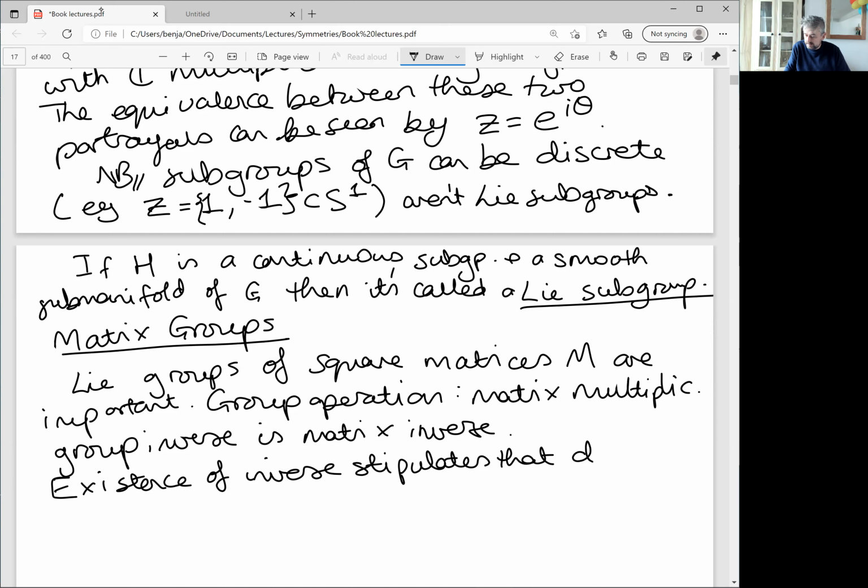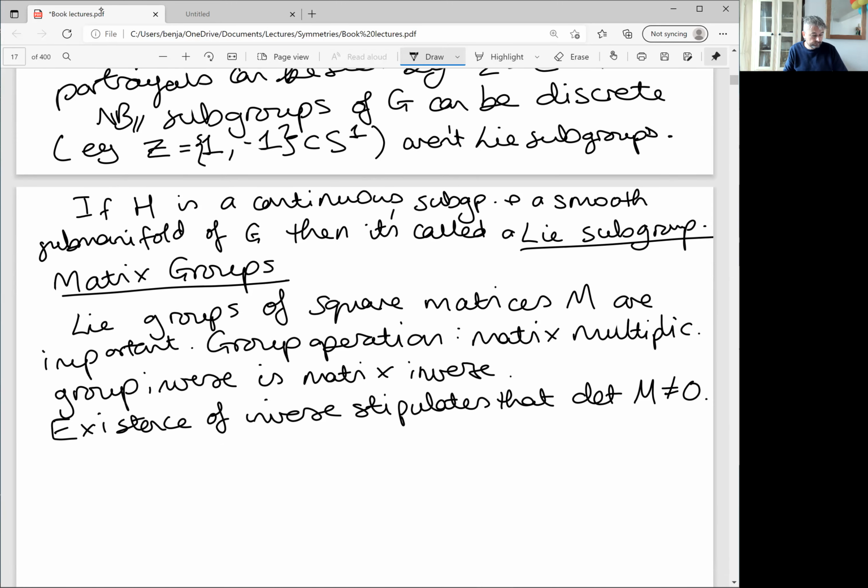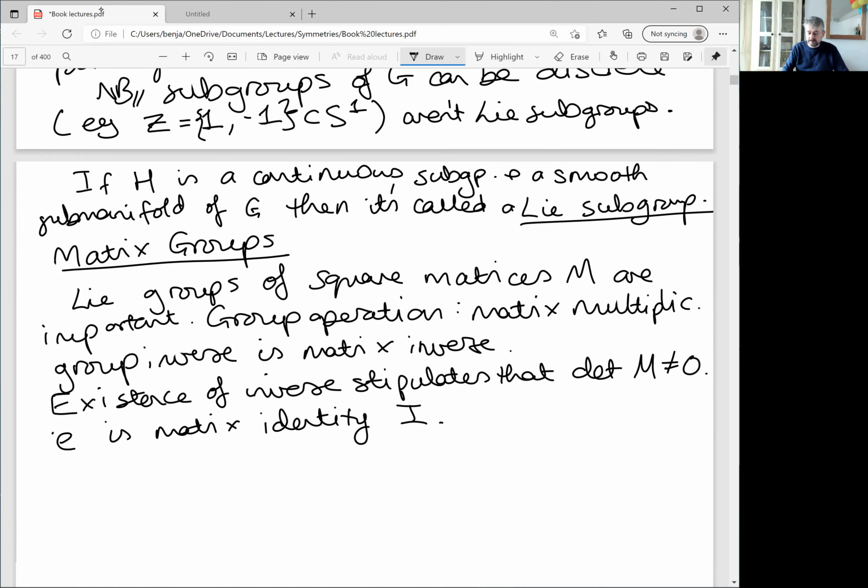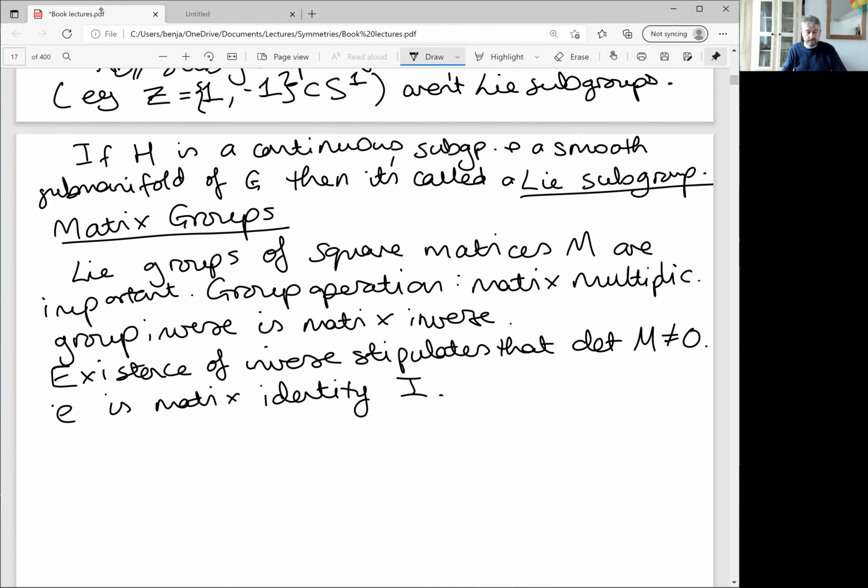So in other words, the determinant of the square matrix must be non-zero. The identity element is obviously the matrix identity. So E is the matrix identity, which we will label by I. So this is just the diagonal. It's a square matrix with ones down the diagonal and zeros elsewhere.